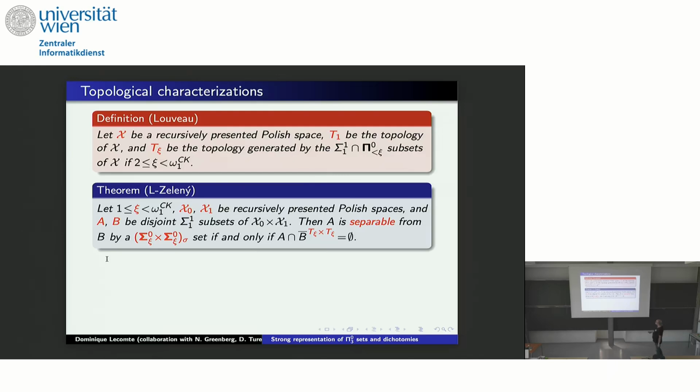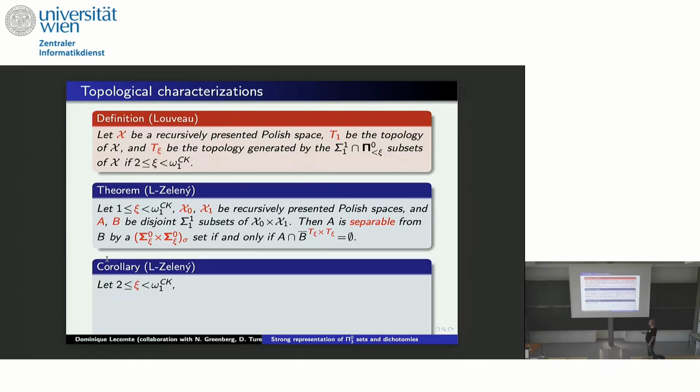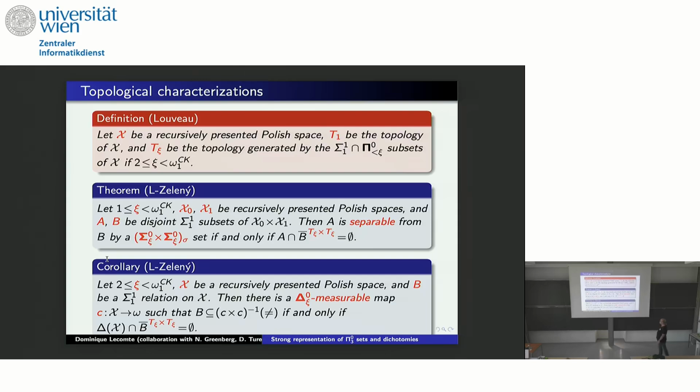And as a corollary of this, we have the same for coloring. So again, we want to avoid this zero-dimensionality problem. So assume that this time ψ is at least 2. So X is a recursively presented Polish space, and B is a lightface Σ¹₁ relation on X. Then you have a Δ⁰_ψ measurable countable coloring of B exactly when the diagonal of X does not meet the closure of B for the same product topology T_ψ times T_ψ.